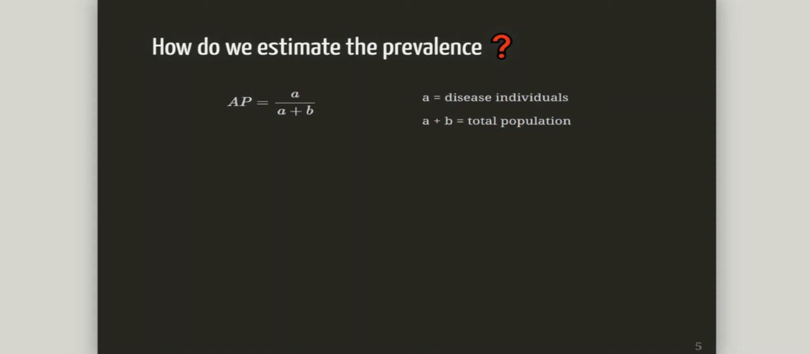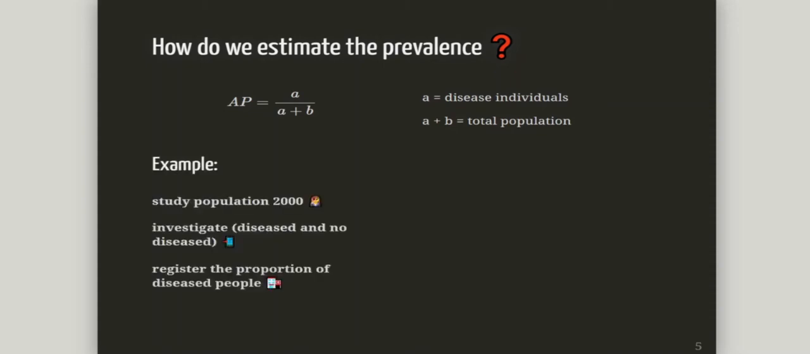So the prevalence is the proportion of diseased people in a population. So let's see an example. Say we have a study population of the same 2,000 individuals, and we investigate whether they are diseased or not, and we do this by sending SMS messages or even calling them on their mobile phones. And then we register the proportion of individuals who are diseased.